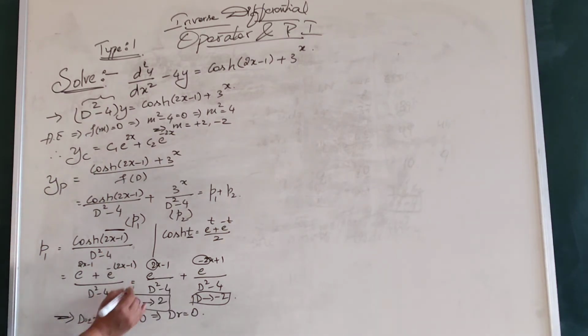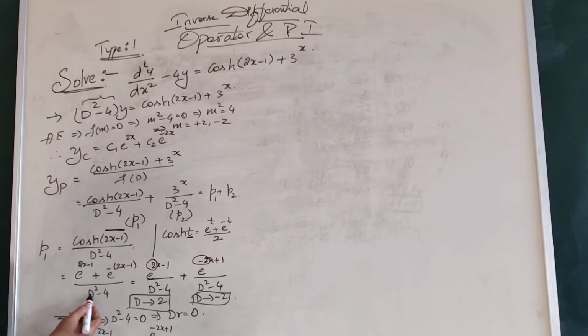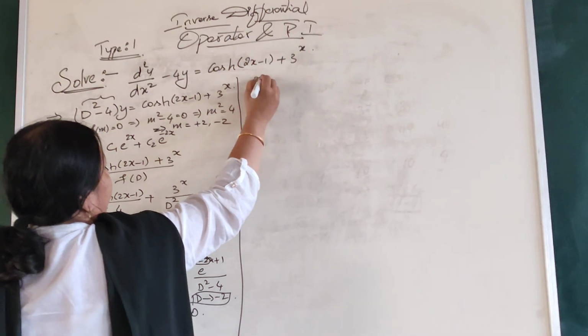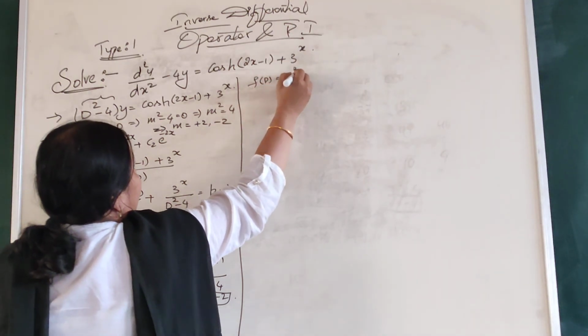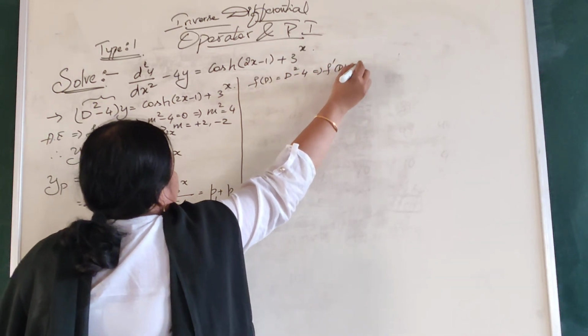Hence, what is it that you are supposed to do? You have to introduce the independent variable x into e power 2x minus 1 divided by f dash of d, plus here also x into e to the power minus 2x plus 1 divided by f dash of d. What is f dash of d here? So, we know f of d is d square minus 4. This implies f dash of d is equal to 2d.